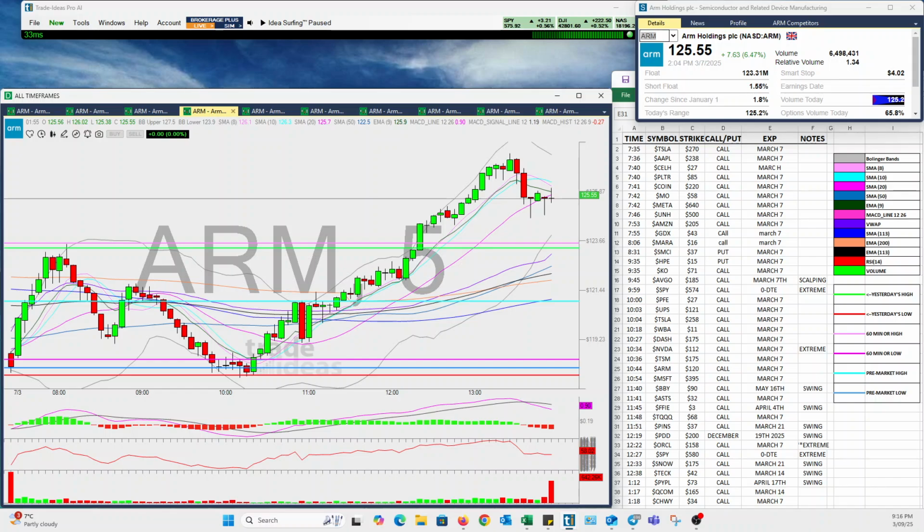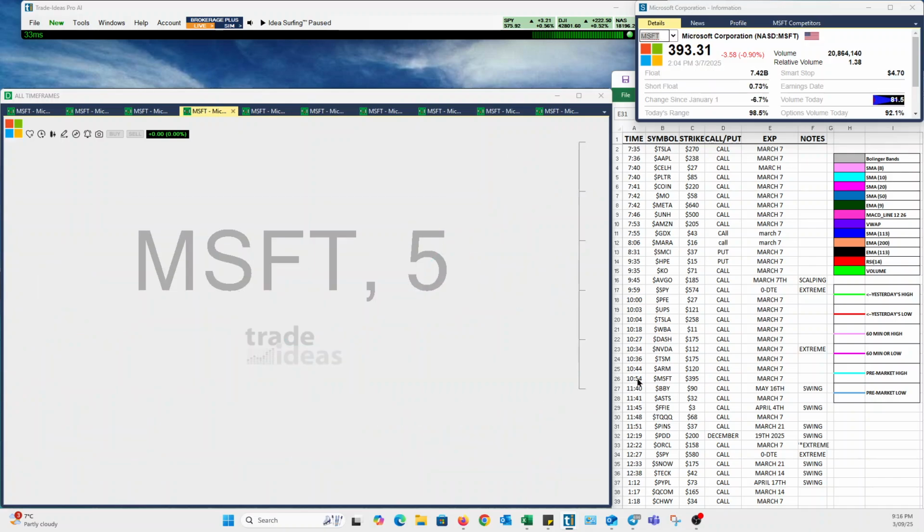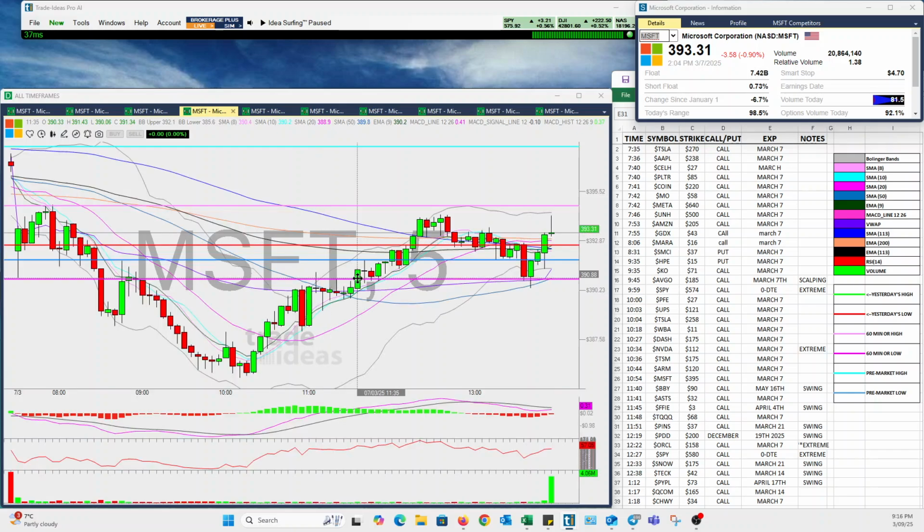Next we had Microsoft, and that was a call given at 10.54. This is not as clean as the ARM chart. So let's look at 10.54, which would have been right around here. When the call was given, price was dropping below VWAP. Your ideal point was to wait till it crossed above VWAP, which happened here, and then you would have caught some upside. Again, not super clean, but there was some upside to it. Obviously, ARM was the chart that was the one to get into.